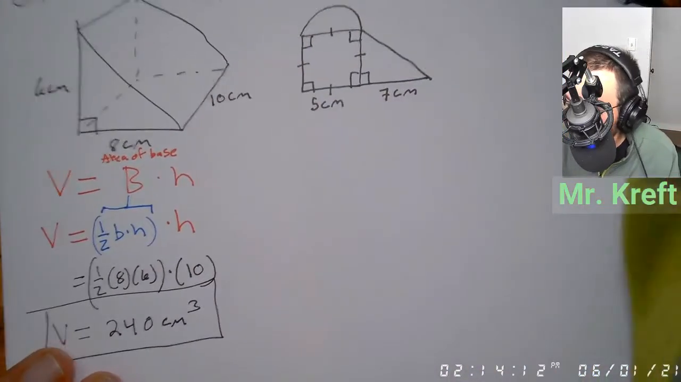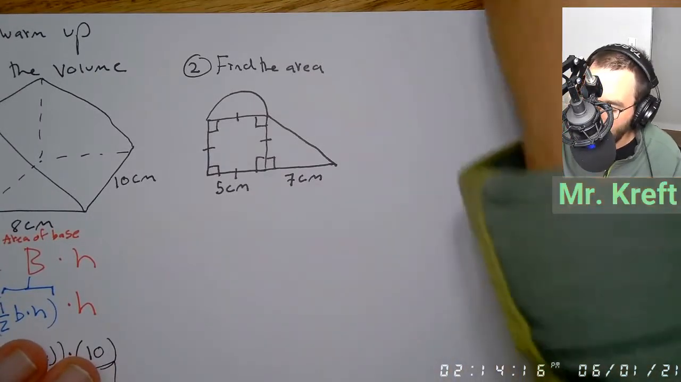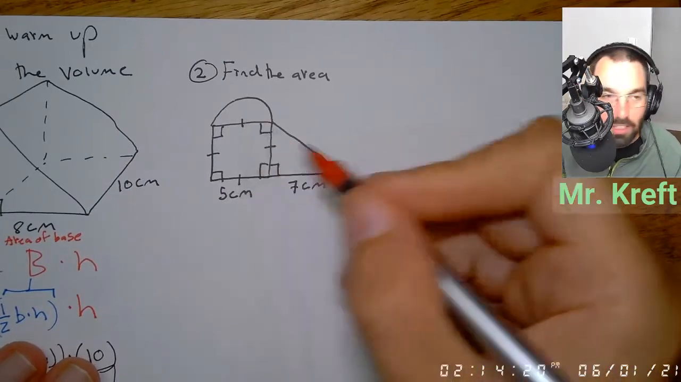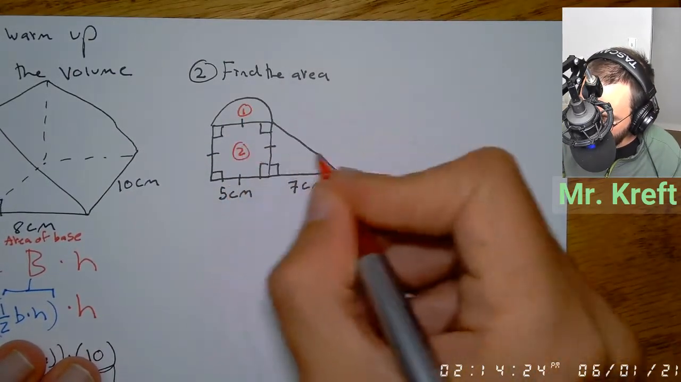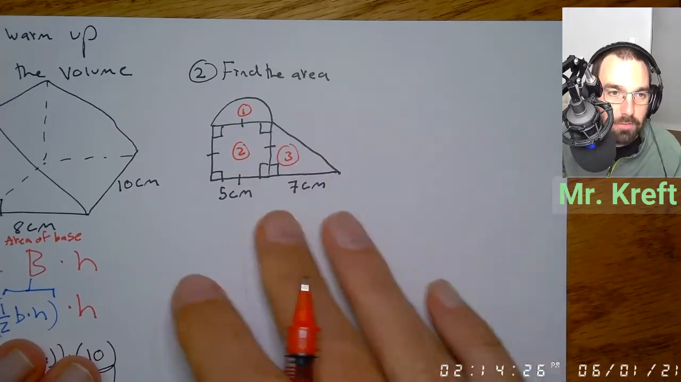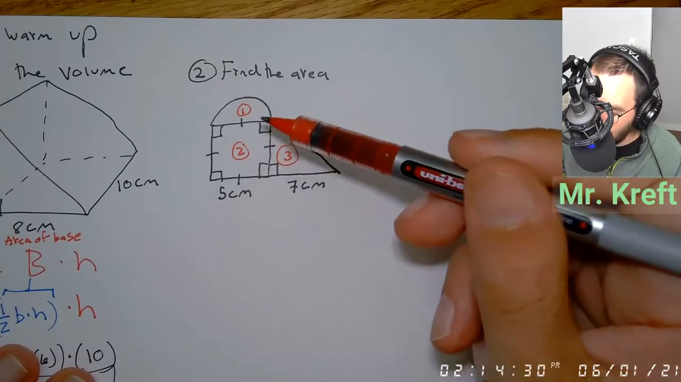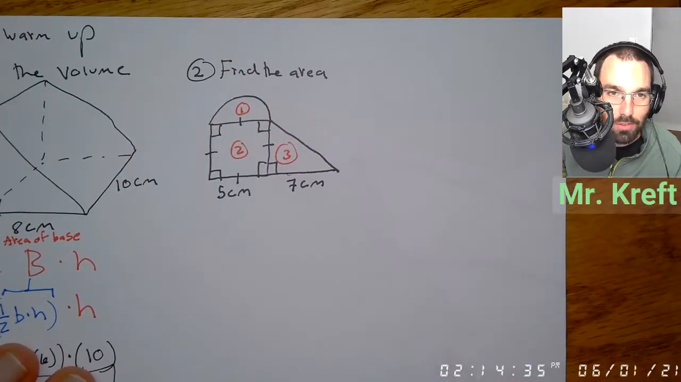All right, let's take a look at this next one. So I think we did a problem very similar to this, but I just want to make sure you guys can do this. If you can do this, you can do any shape because it has 3 different shapes, right? So we have 1 shape, 2 shape, 3 shape. So if we're going to find the total area here, we're going to add together all 3 of these.